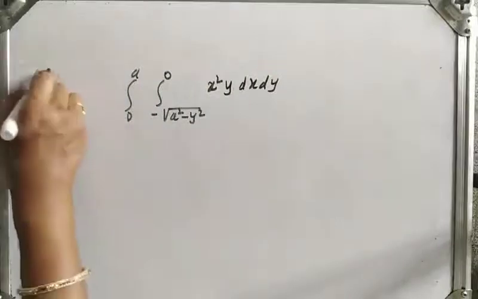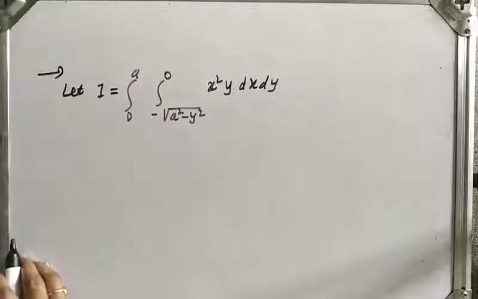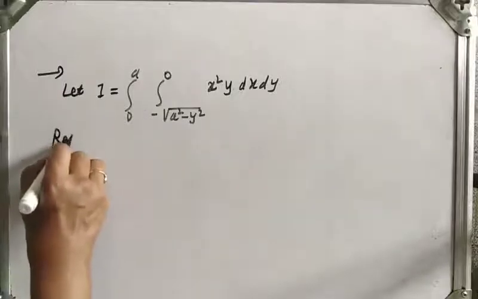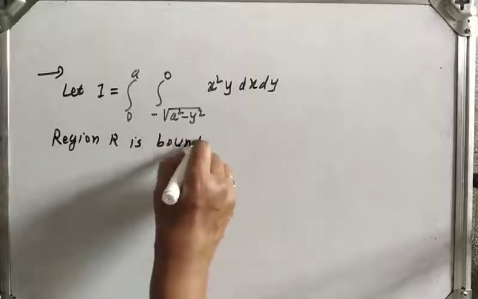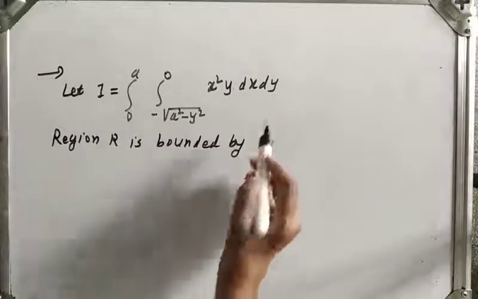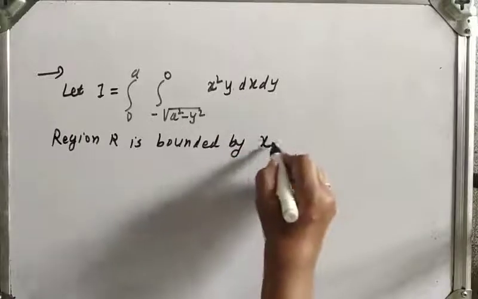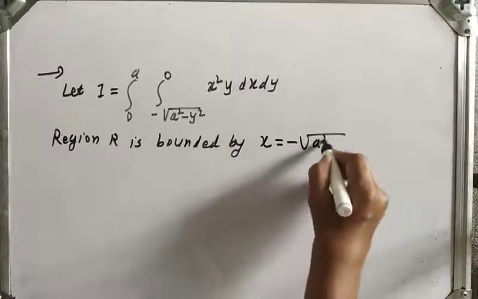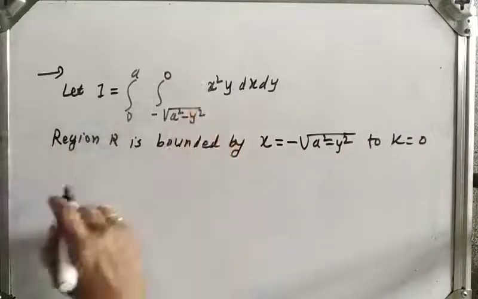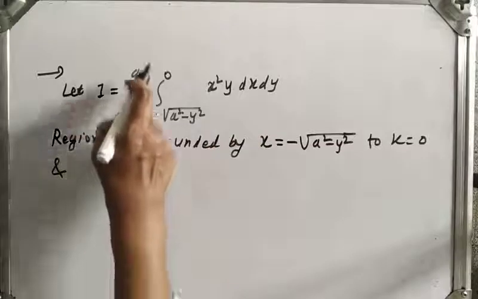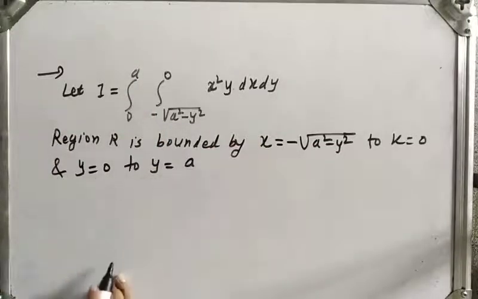Integral in polar coordinates. So in solution, let I be equal to the given integral. What is region R? Region R is bounded by what? First is integration with respect to x. The limits of x are x equal to minus square root of a square minus y square to x equal to 0, and y is equal to 0 to y is equal to a.